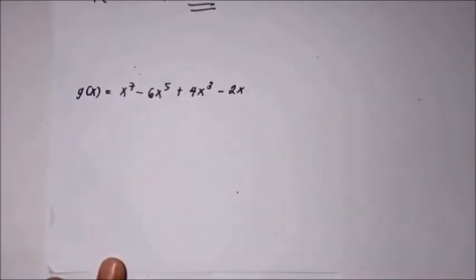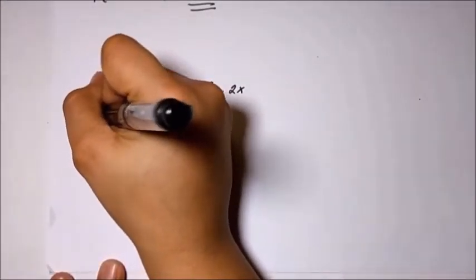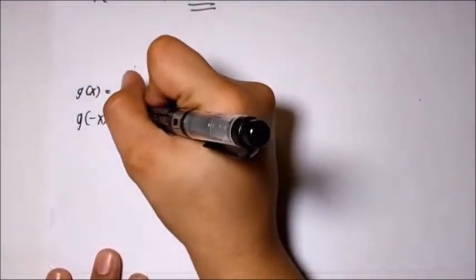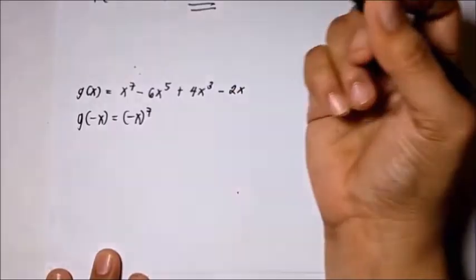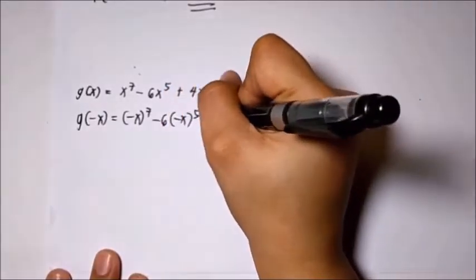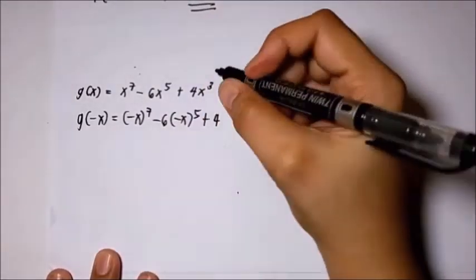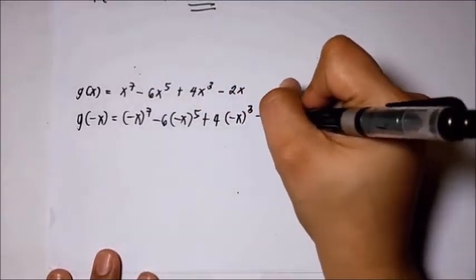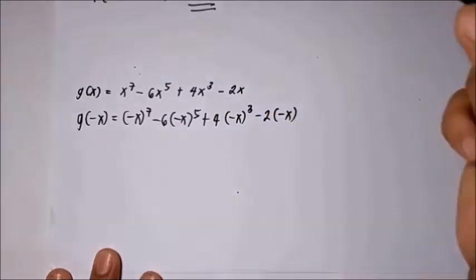So with the next one, we will evaluate g of negative x. The given is x raised to 7, negative 6, x raised to 5, plus 4, x cubed, then negative 2x. We substitute negative x for x.